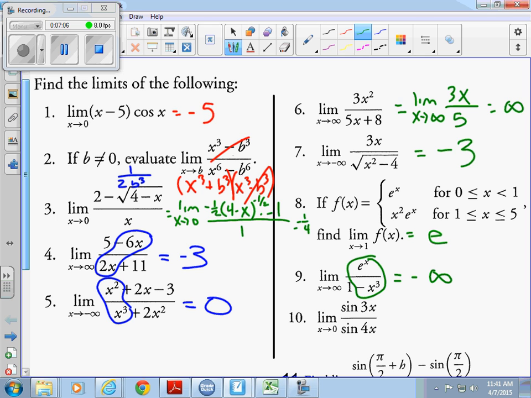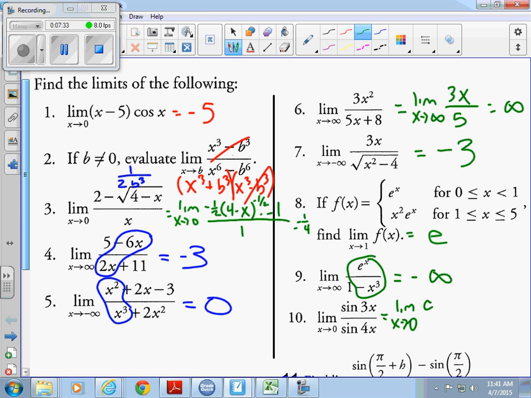Sine of 3x over sine of 4x. This one actually takes some work. There's a couple ways. If I plug in 0, I get 0 over 0. L'Hopital's rule. If you didn't want to use L'Hopital's rule, you'd have to use special limits, which would be more difficult. Multiply by x on top and bottom and work from there.